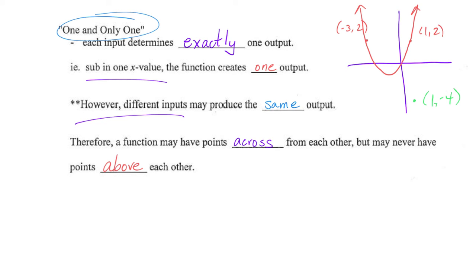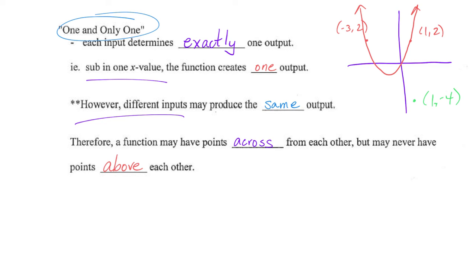One time when I subbed in x, it gave me 2. The other time I subbed in 1, it gave me 2. The next time I subbed in 1, it gave me -4. So 1 gave me 2 and -4. Okay, wait a second, I have a problem. My input of 1 gave me 2 different outputs. Okay, I can't have that.